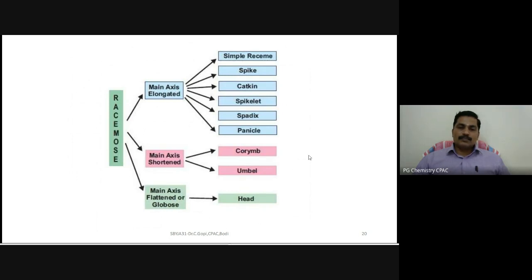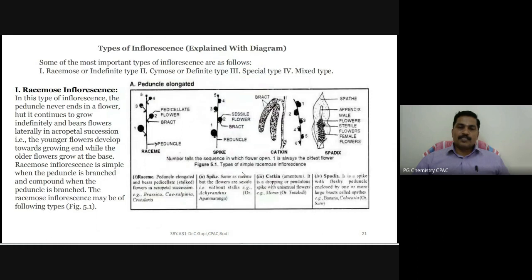This is the raceme inflorescence. You see, left, right, left, right: the alternate arrangement of the flowers. The older flowers are at the bottom and the younger flowers at the tip, with a pedicel. A flower with a pedicel is called a raceme. A flower without a pedicel is called a spike. If it is arranged pendulous, that is a catkin. If male, female, and mixed flowers are arranged upright on the spadix, that is spadix inflorescence.